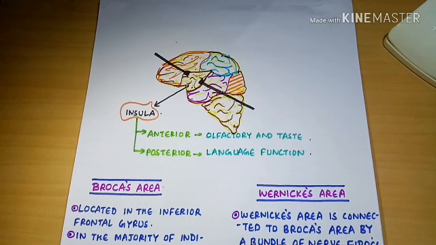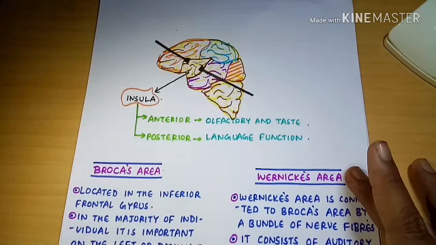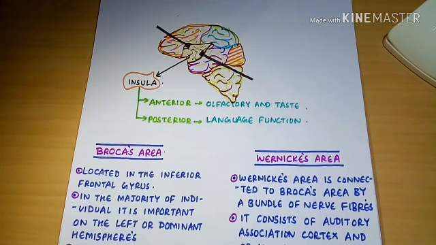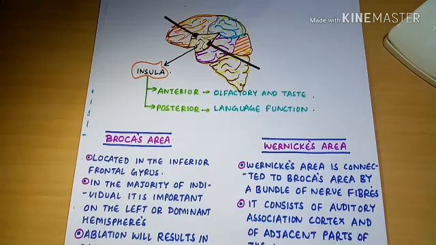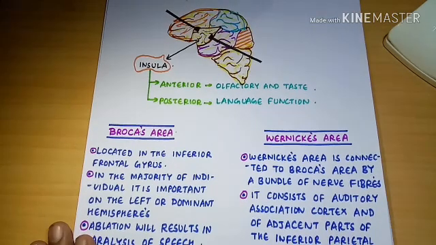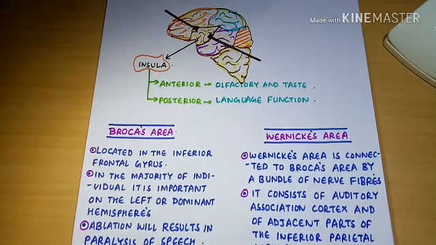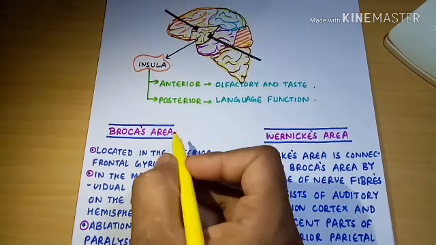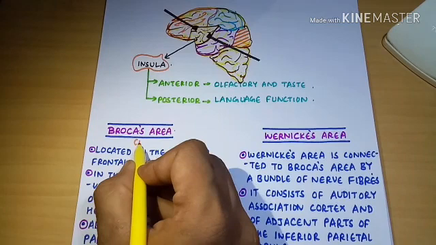There are two areas present in the cerebrum which control speech. These are Broca's area and Wernicke's area. Broca's area is located in the inferior frontal gyrus, and it is also called the motor speech area.